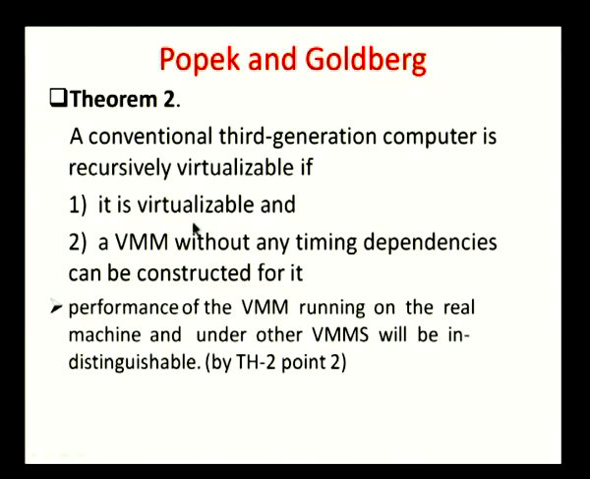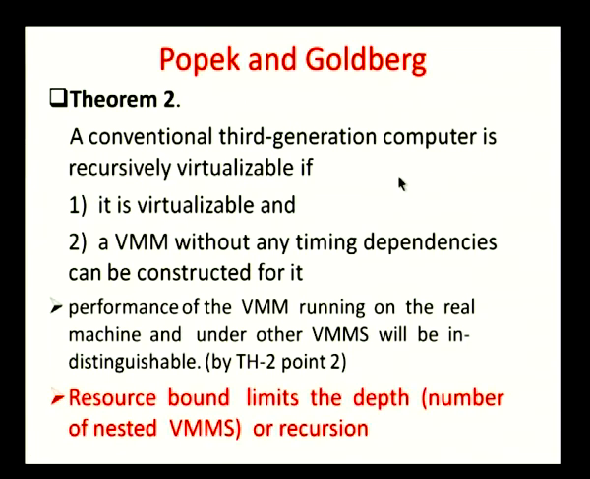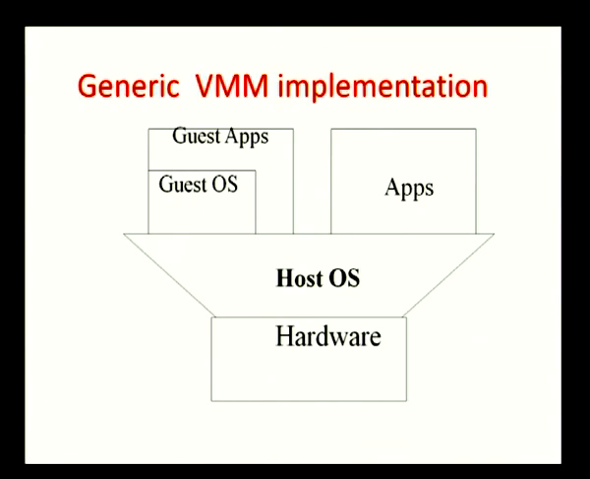You can create one virtual machine over the physical machine. Over that virtual machine 1 you can create another virtual machine. So, like that it can be nested. The capacity of the system is the maximum limit. So, for that condition, first of all the particular machine should be virtualizable, then the VMM should have the same performance under the VMM as well as on the physical machine. So, this is the second theorem suggested here. The resource bound limits the depth of the nested VMMs, or the recursion. So, these 2 theorems are very important to understand the concept of virtualization.